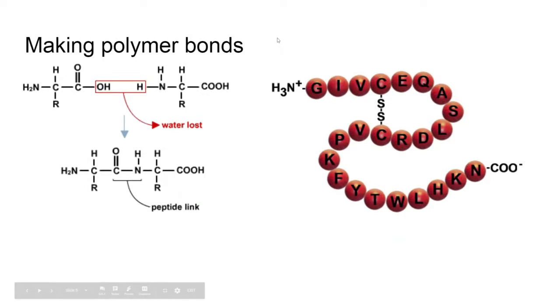So in making a polymer bond or peptides, we will use dehydration synthesis between two different amino acids, as shown here. We will take the hydroxide from the carboxyl group and the hydrogen from the amino group. Use dehydration synthesis to make water, and it will be removed, and then a peptide link will be made between the carbon and the nitrogen. We do this many times over to get a polypeptide.